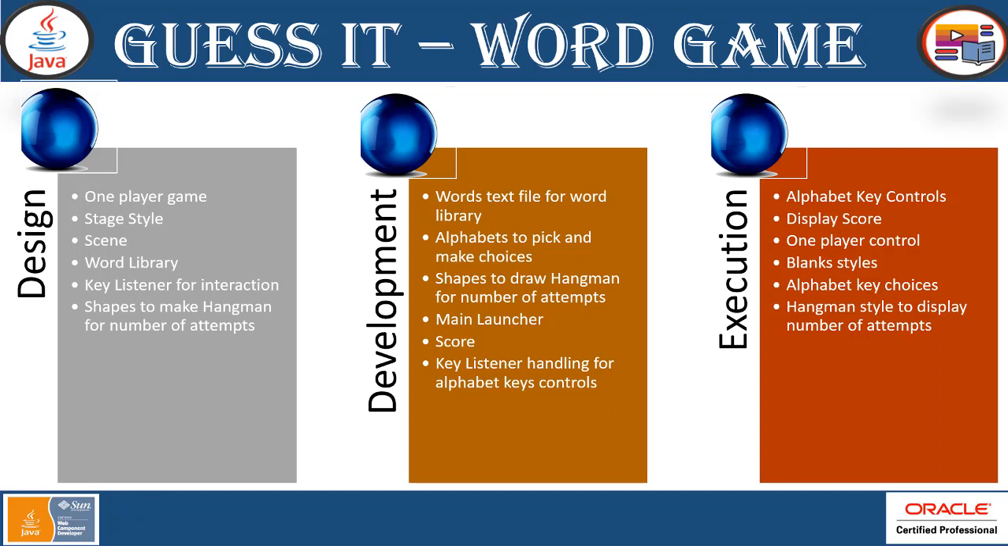So when the user tries to guess the word and picks the alphabet, and if it is not correct, then it will start drawing the hangman, the face and the hands and the legs. So when the hangman is complete, that means you couldn't guess it, and then the compiler will display the answer. Main launcher will have all the control to start the thread.